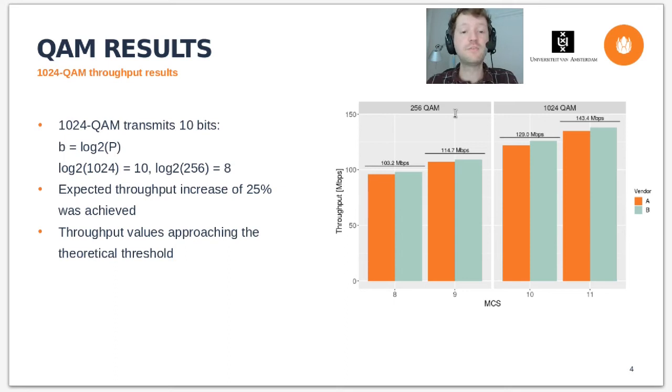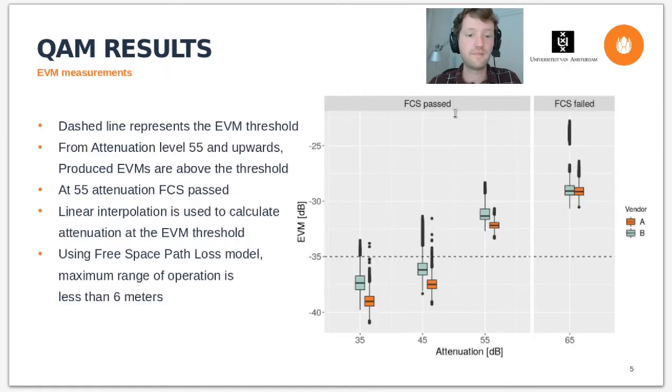The results show that this increase in throughput was achieved. We also observe that the throughput approaches the theoretical maximum for all MCS configurations. The expected 25% increase in throughput was achieved, however, with a limited range of operation.